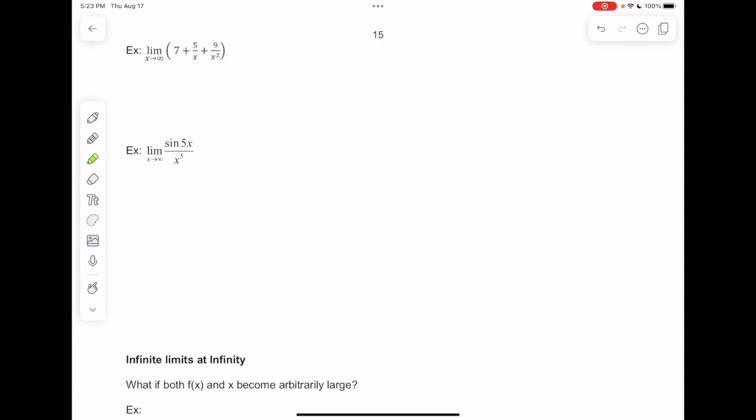on the previous page. So for this one, we have the limit as x goes to infinity of the quantity 7 plus 5 over x plus 9 over x squared. So the first thing I would want to do is use one of those properties of limits that we got on a previous page and break this limit up into 3 pieces. So we can take the limit as x approaches infinity of 7 plus the limit as x approaches infinity of 5 over x. So we're just doing each term as its own limit. That was one of our properties of limits.